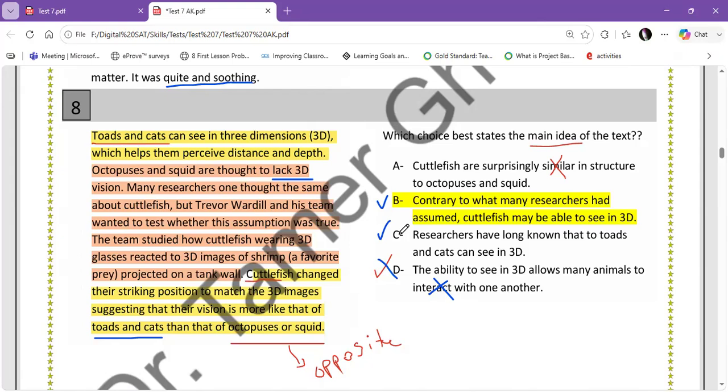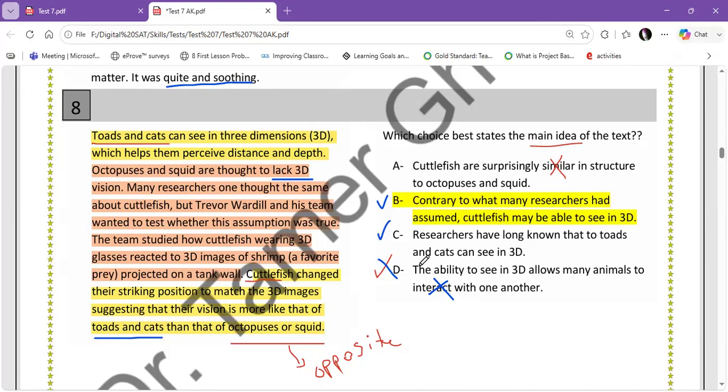Cuttlefish change their striking position to match the 3D images, suggesting that their vision is more like that of toads and cats, so 3D, than of the octopus or squid. So, contrary to what many researchers had assumed, because they thought they would look like octopuses and squid, cuttlefish may be able to see in 3D. Researchers have long known that toads and cats can see in 3D.